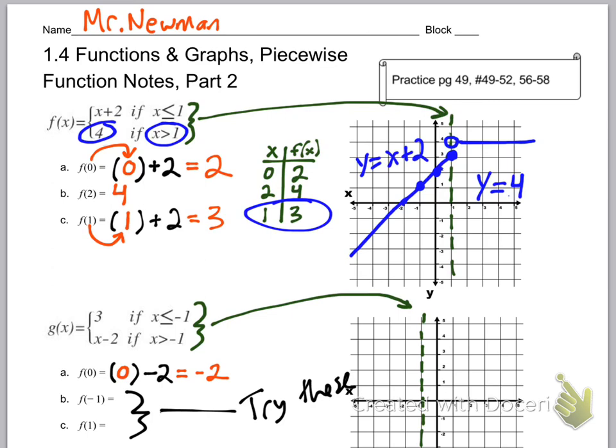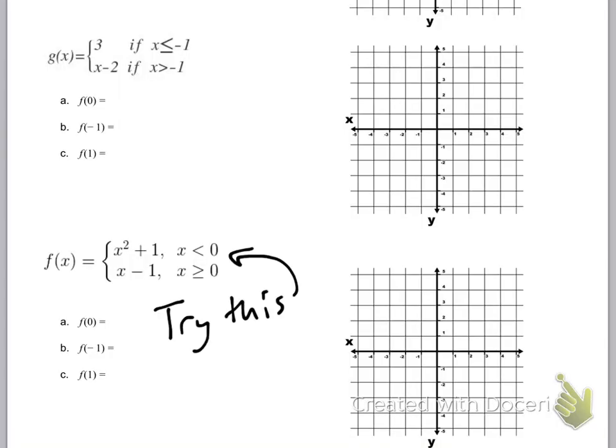And then go ahead and try the last one. Another hint I'll give you is that the y equals 3 is on the left side because that's x is less than -1. And the y equals x minus 2 is on the right side because that's for x is strictly greater than -1. So go ahead and try those, and try this last one as well.